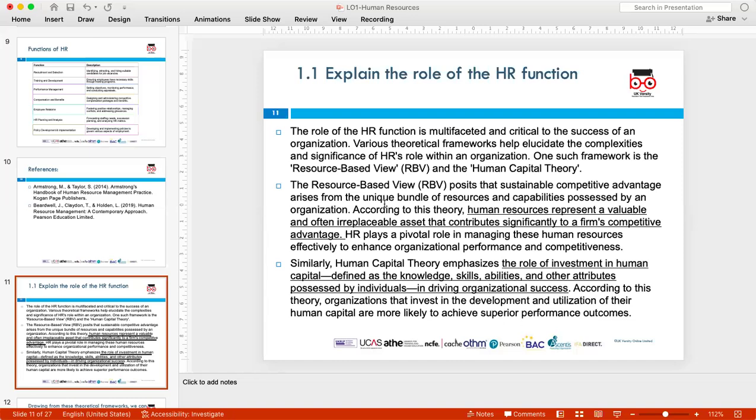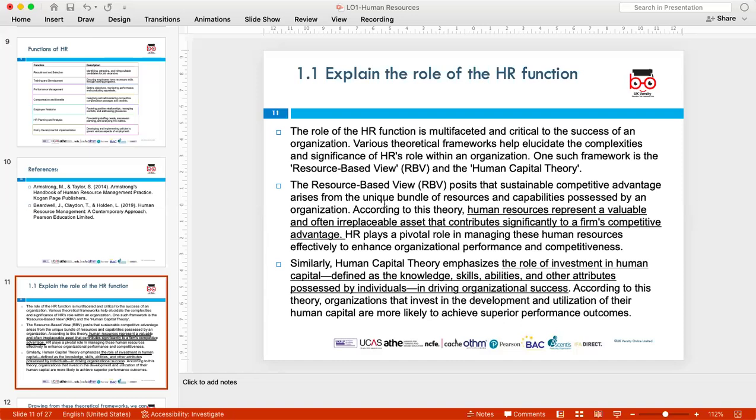Now, to understand the various theoretical frameworks in the HR role, we have two frameworks. We have the resource-based view, RBV, and the human capital theory. Now, what does the RBV say? It is a strategy framework that focuses on a company's internal resources and capabilities as the primary drivers of competitive advantage. In the simplest of language, it means that human resources represent a valuable and often irreplaceable asset that contributes significantly to a firm's competitive advantage.